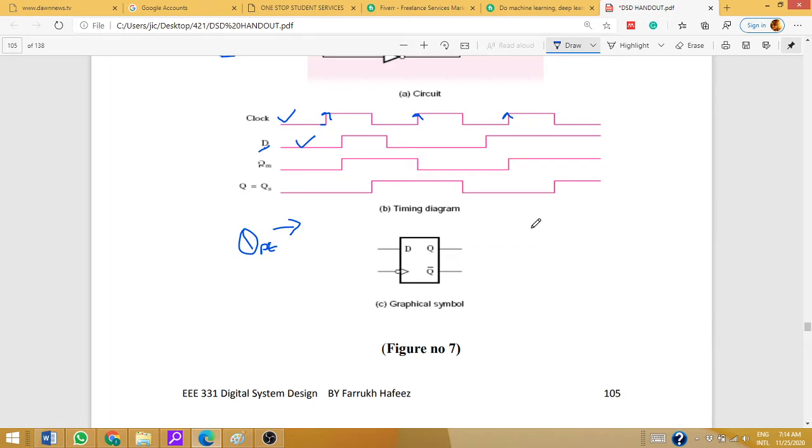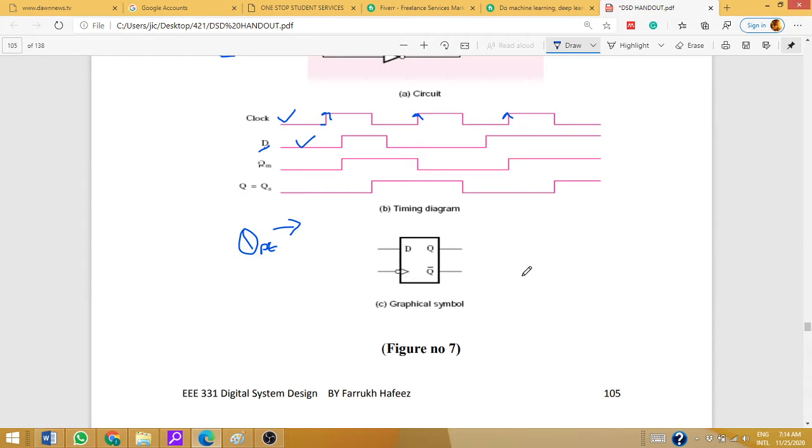Okay, so one thing I forgot to discuss. This is the graphical symbol of the negative edge flip-flop. First of all, it is a D flip-flop because D and Q are here. Second thing, if you note, here it is negative edge. First of all, check, this is the clock. Clock is here, but here there is a bubble. It means negative edge D flip-flop.